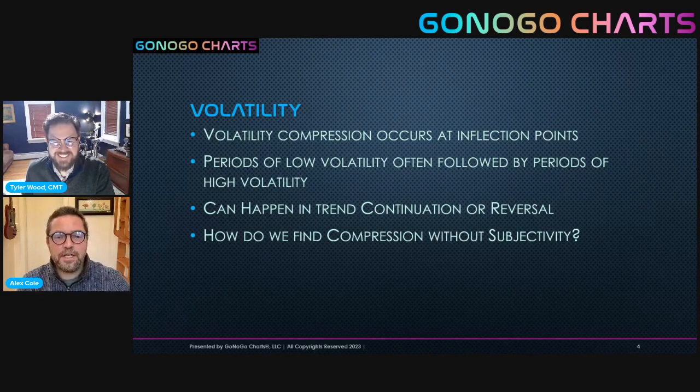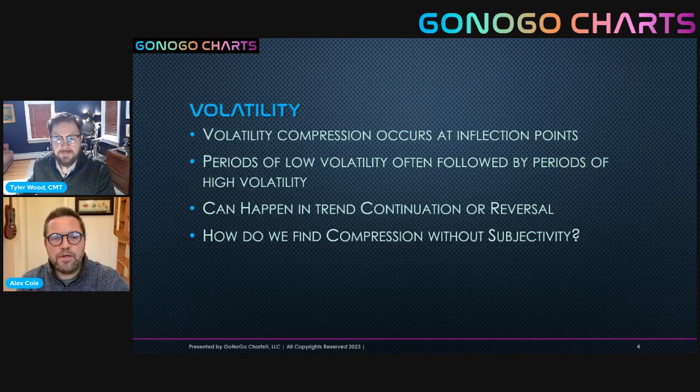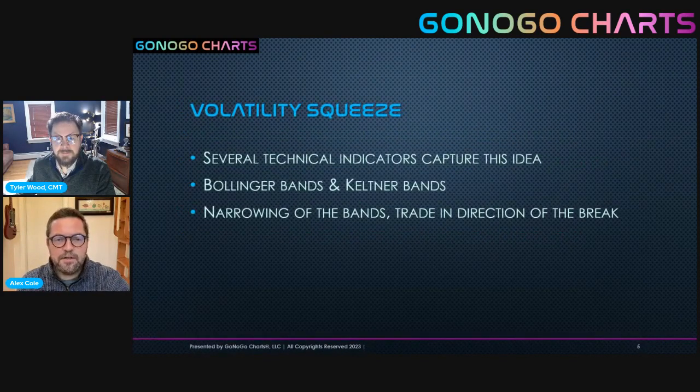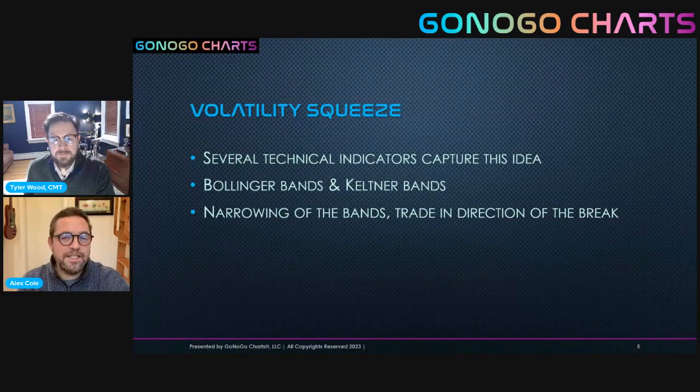But we also know that this can happen either in trend or at points of reversal, right? So we can have reduced volatility as price velocity and price movement sort of stagnates and then trend reverses, or we can have a consolidation of gains before a kick on in a current trend. But how do we find that compression without our number one enemy, as always, subjectivity? And so what we're looking for then is the idea of looking for a volatility squeeze.